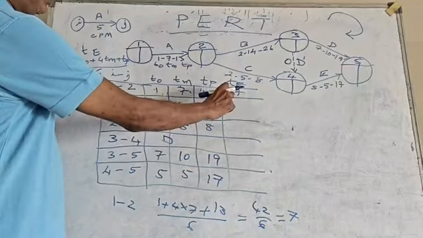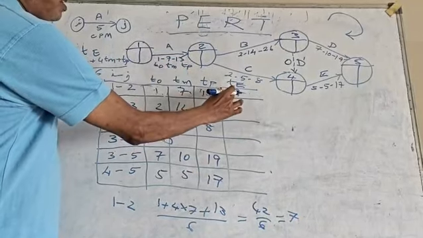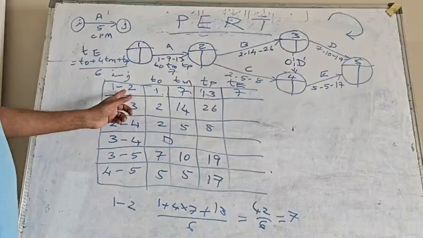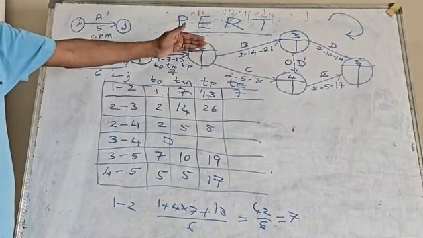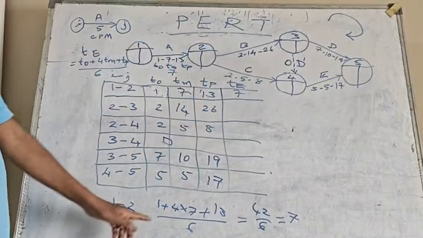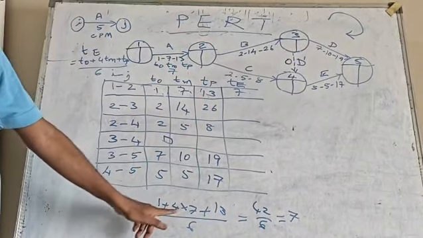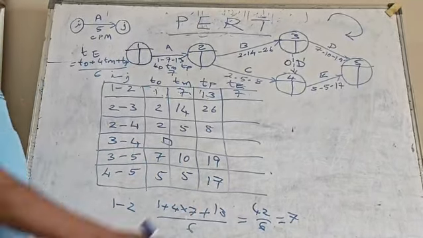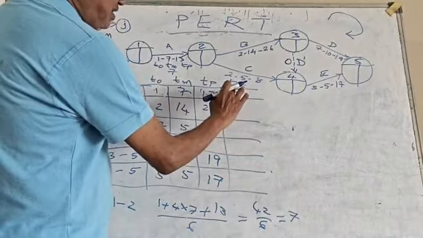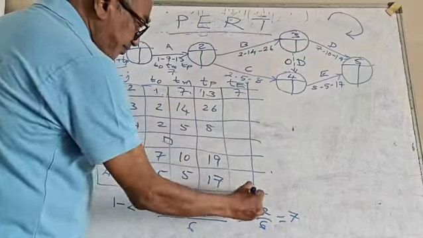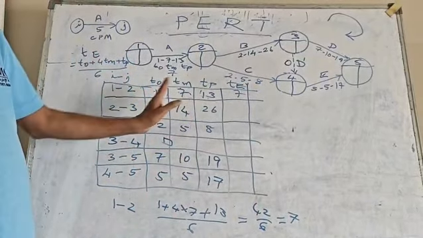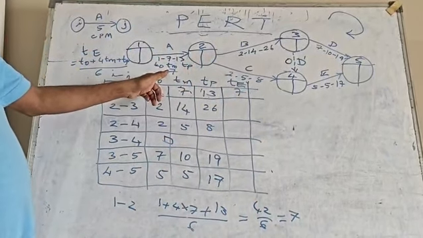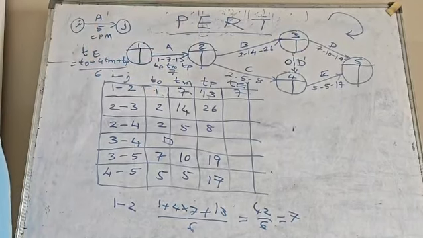Whatever you get, you write here, and then transfer this time estimate, 7. I hope it is clear. First you transfer all the information from the network to the table and use this formula. For activity 1, 2, I have used 1 plus 4 into 7 plus 13 divided by 6. You get 7 days, or whatever unit is given, and you transfer it here; this becomes the TE. Now the 3 time estimates have become one deterministic time estimate. So this 7 has to be shifted onto the network to calculate the critical path easily.